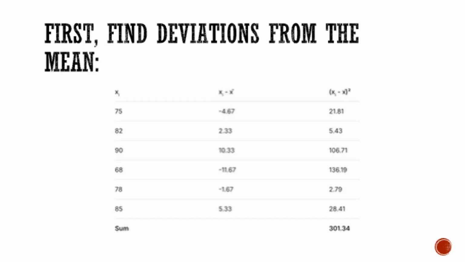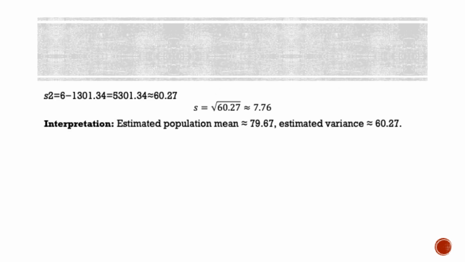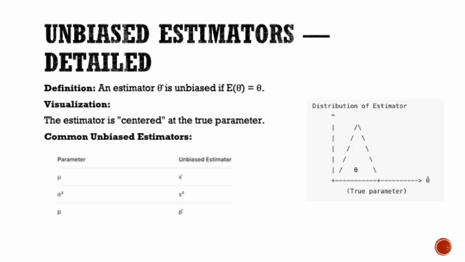Next, we calculate the sample variance, which is our unbiased estimator of the population variance. We find deviations from the mean for each score, square them, and sum them up. The sum of squared deviations is 301.34. Then we divide by n-1, which is 5, giving us approximately 60.27. The sample standard deviation is the square root of 60.27, approximately 7.76. Our interpretation is that we estimate the population mean to be about 79.67 and the population variance to be about 60.27.